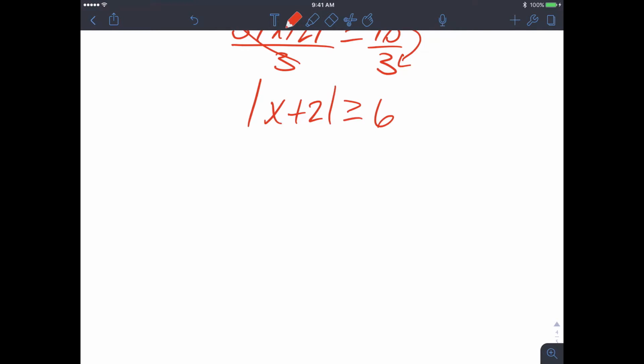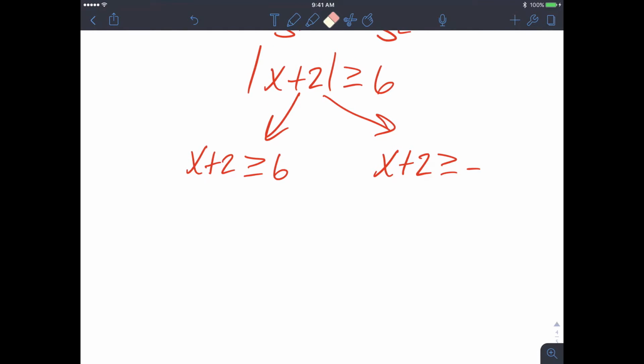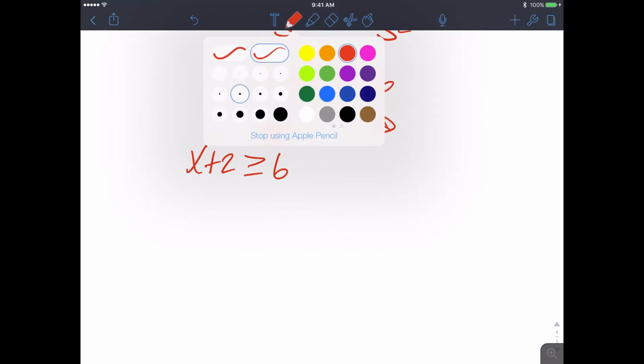So now let's go ahead and break it up. x plus 2 is greater than or equal to 6. And x plus 2 is greater than or equal to negative... Oh, you know what? I didn't even cover this. Let me see here. So, I'll cover it right now.